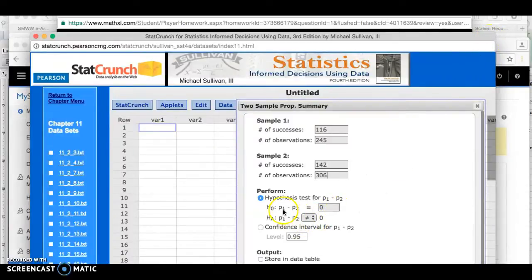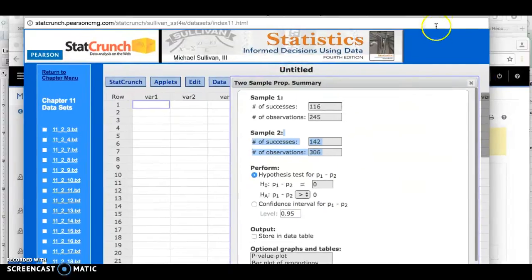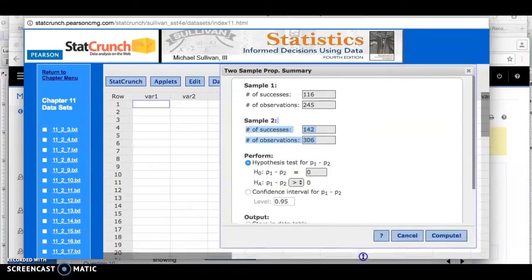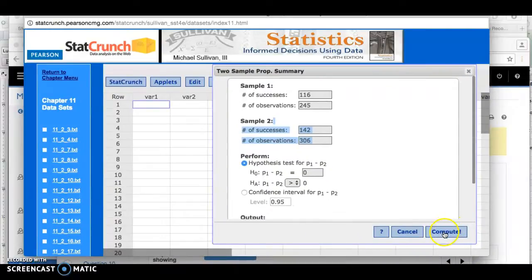Now we can see that when it says P1 minus P2 is 0, that means that they're equal to each other. When we're subtracting again, we want that difference to actually be greater than 0. That means that P1 is greater than P2. That's what we're going to use for our idea here. So let's go down, and I can move my screen a little bit more. Can you read that now? I'm going to hit compute.